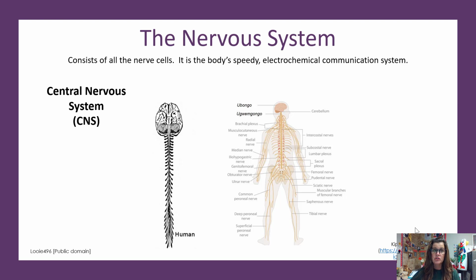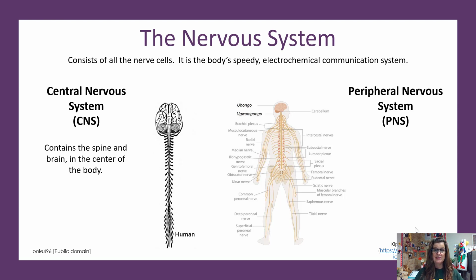First, we need to look at the central nervous system. The central nervous system consists of your spine and the brain. If you think about it in terms of location, it really is the center of your body. Your brain connected to the spine, and all of that runs through the center of your body. So the spine and the brain are the central nervous system.